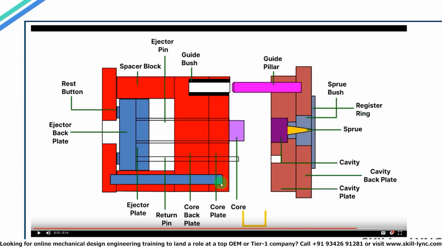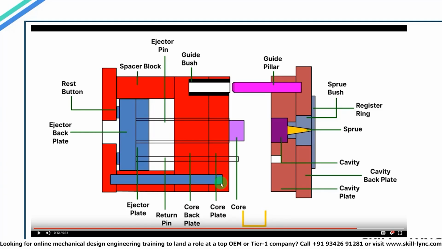Then on the left of the cavity plate, you can see the core plate and the core back plate. This plate moves to the right, gets attached to the cavity plate, and then the material is injected in the region between the core and the cavity. The injected material is allowed to cool for a while, and when the part solidifies, the core plate moves back.